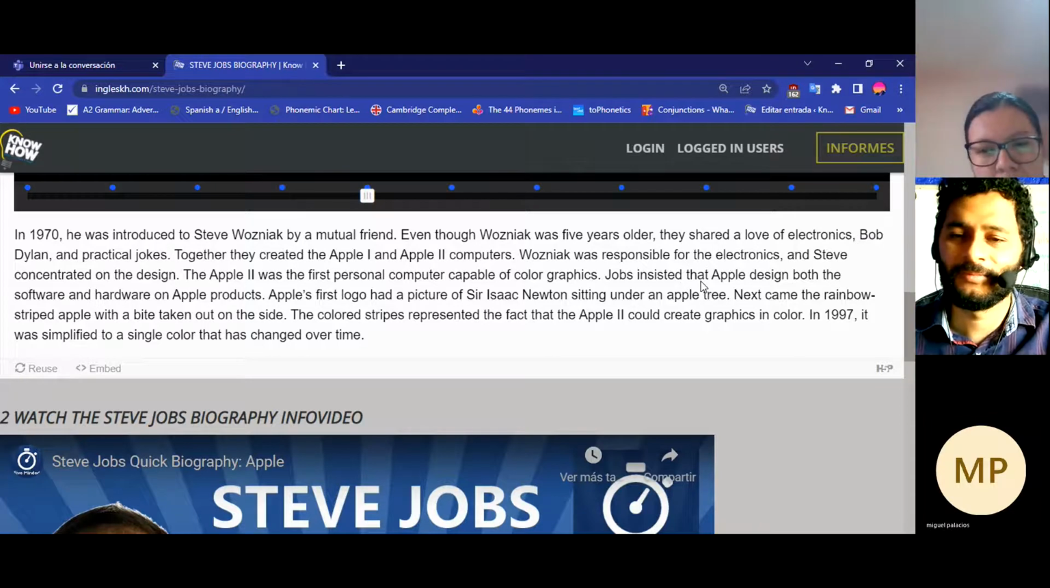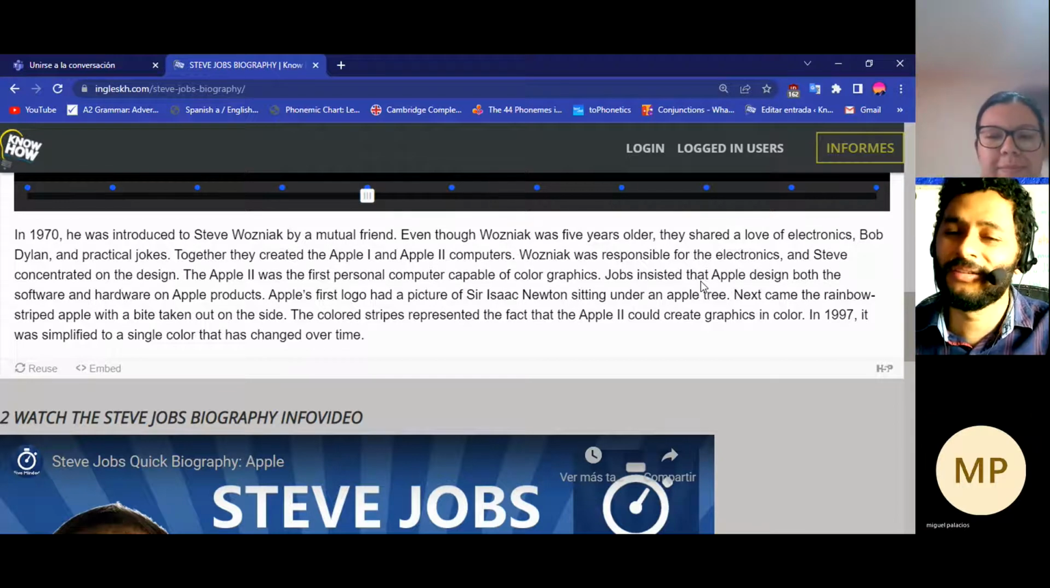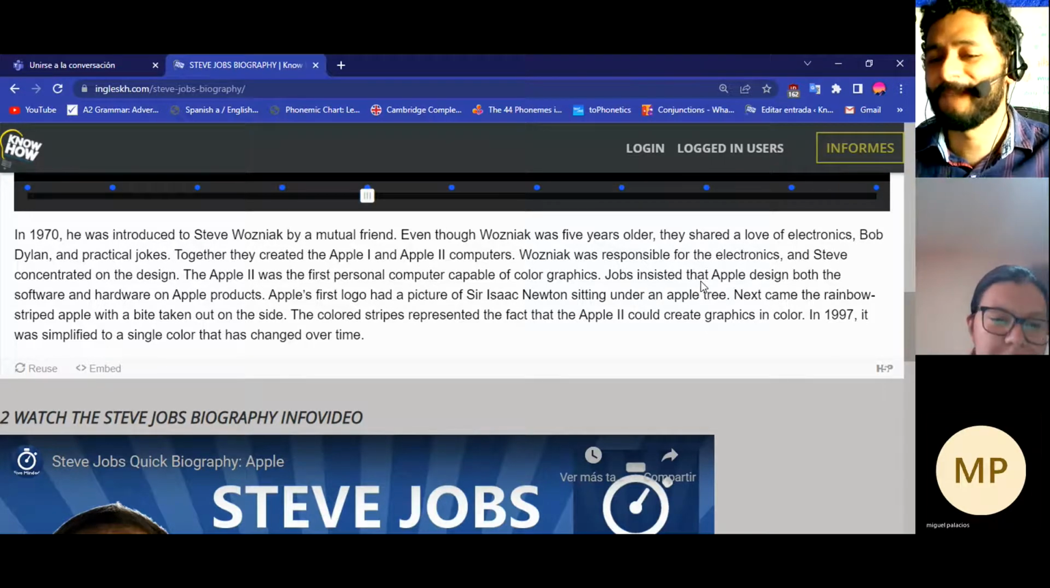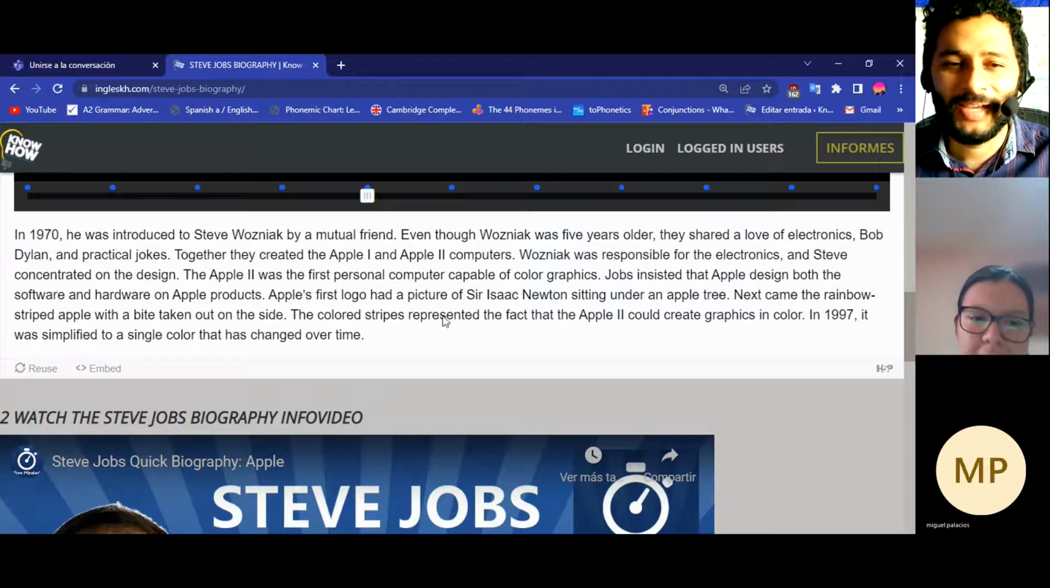Insisted on. Okay, insisted on. Exactly. He insisted on algo, no? He insisted on doing the same thing. Entonces, ajá, okay. Bueno, a ver, aquí había otro.